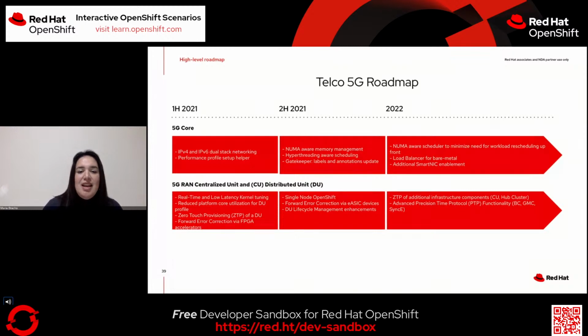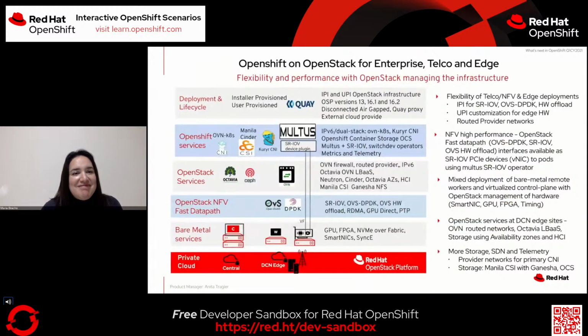And then next, OpenShift and OpenStack. Over the next 6 to 12 months, our focus will be telco NFV and DCN edge use cases, in addition to continuing to add more storage and SDN options for our enterprise customers. As highly requested, we will look to add support for NFV fast data path options like SR-IOV, OVS-DPDK, and OVS hardware offload with both IPI and UPI.